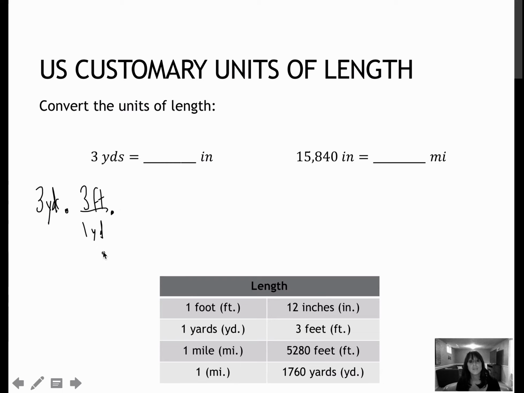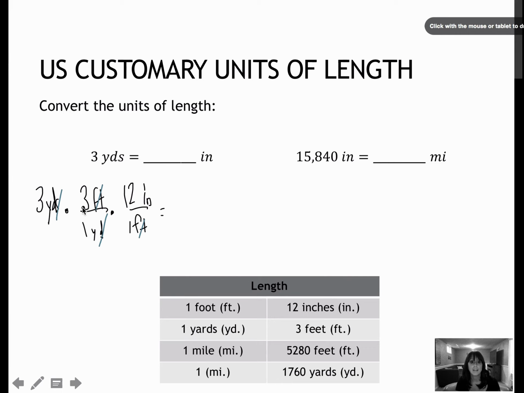And then just as before, I really need inches to be on the top, so I need feet on the bottom and inches on the top. So there are 12 inches in 1 foot. So watch what's going to happen. Yards will cancel, feet will cancel, and then I will just multiply and divide whatever I need to.